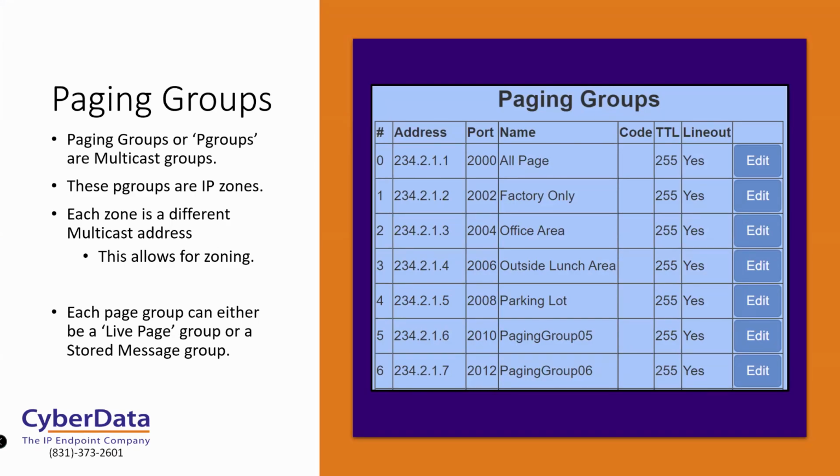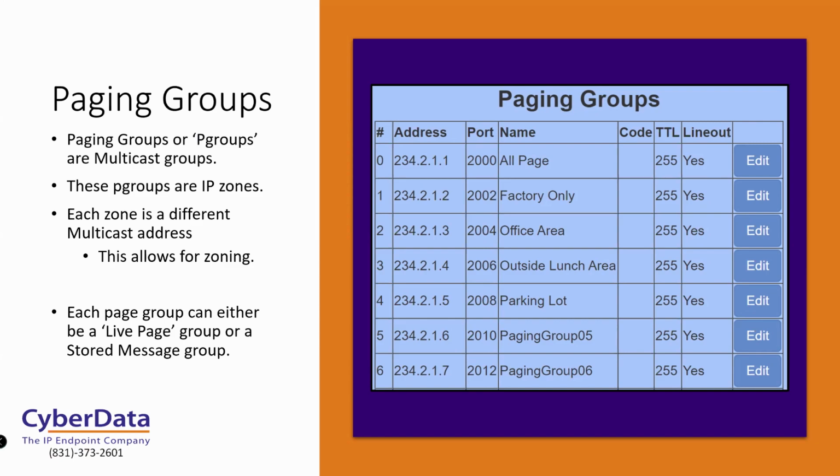So the paging groups are the way, again, that the paging server can actually provide that functionality and that zoning paging capability through what we call the P groups page on the actual web interface of the paging server. You can call them paging groups and think about them as different physical zones, but in reality, they're different multicast groups. As you can tell with the second column from the left, labeled address, that's going to be the multicast address that the paging server will actually transmit on.